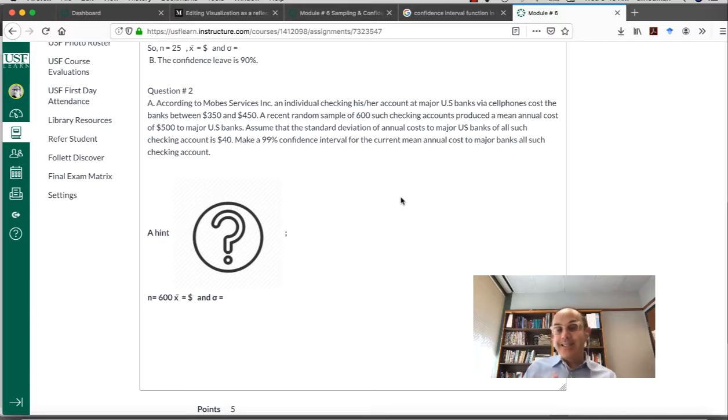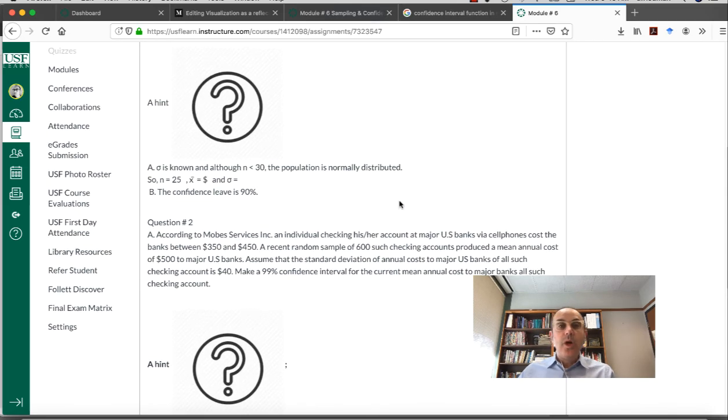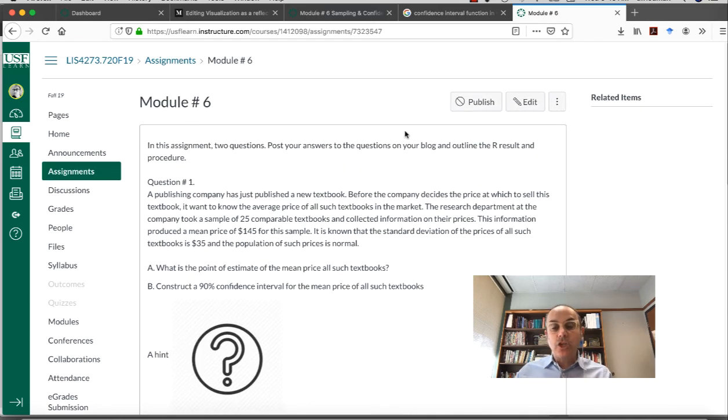The second question uses the same formula, but in this case, the issue is checking. I learned today that every time I check my bank, the bank actually pays a fee for that. So I made up a question. Let's see if it makes sense to you: make a 99% confidence interval of the current mean of annual cost to major banks of such a checking account, and this is what we do. Let me know if this makes sense, if it gives you an indication of what it is.